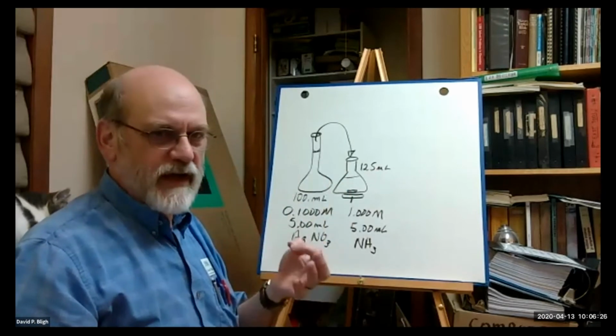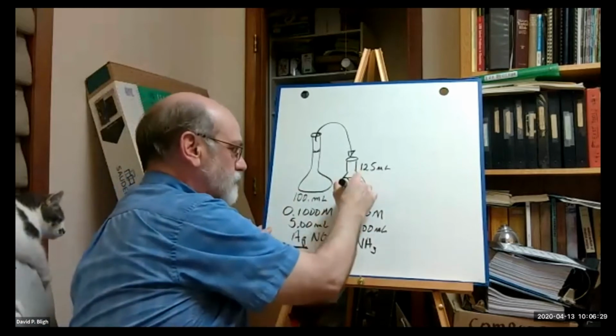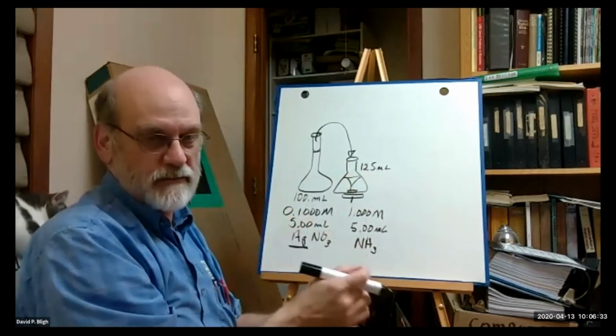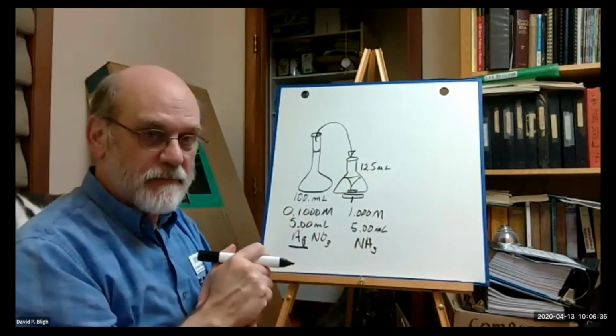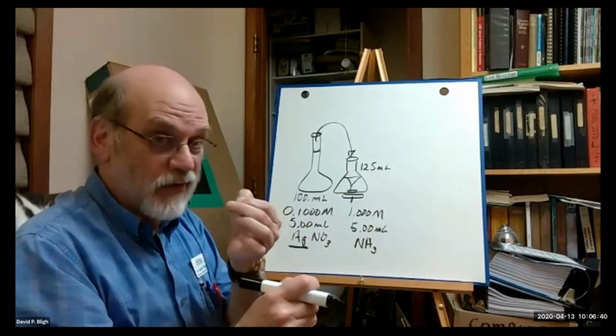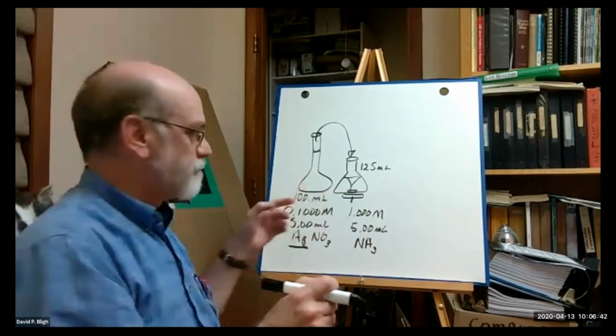You don't want to vortex it. You don't want a vortex in there, right? Because that adds bubbles. We want to be able to see the development of the silver chloride without interference from bubbles. So don't vortex it.